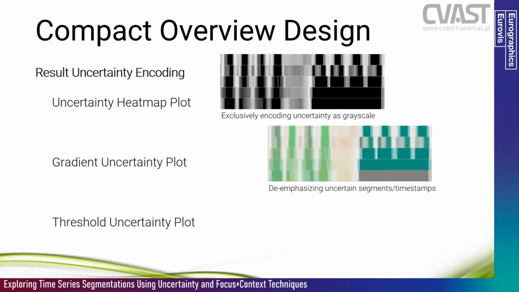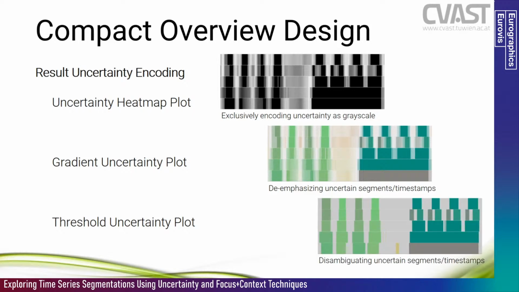The second plot is the gradient uncertainty plot, which shows the different segmentations and labels together with the uncertainties. The default gradient uncertainty view uses color and transparency. And the third visualization is the threshold uncertainty plot, which enables a more directed exploration. This view shows only labels that exceed a certain probability threshold that is set interactively. This prevents visual clutter and facilitates the comparison of small differences between the segmentation results.